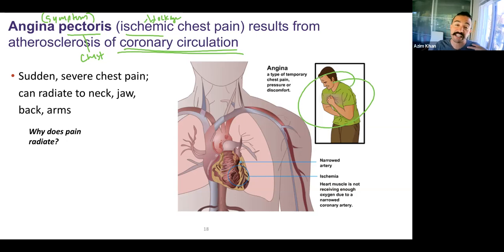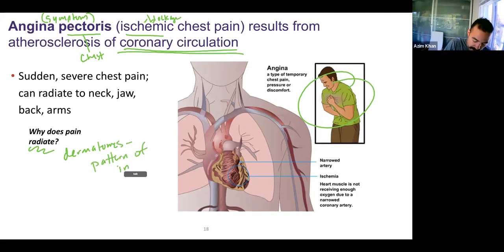It can even radiate. If you feel pain in your heart region, it can even radiate to your arm and to your jaw. Hopefully you can answer, why does pain radiate? Even though the problem is right here, it's radiating to your skin, in your jaw and your arm. It's because of dermatomes. It's a pattern of innervation of your neurons. So your heart is in the same dermatome as your arm and your jaw. So if you feel pain in this area, that pain can spread to other areas nearby.